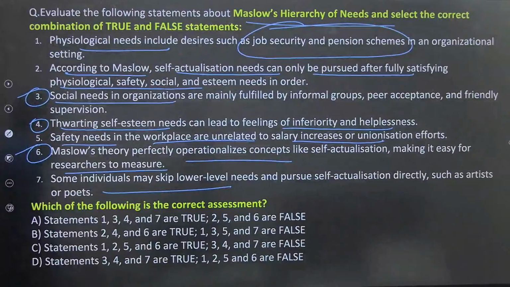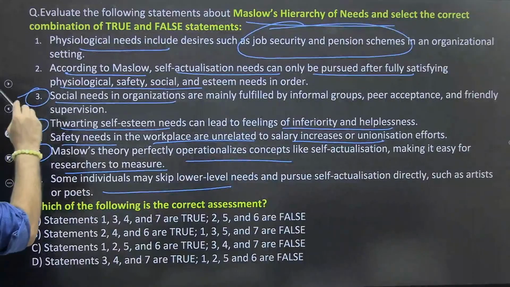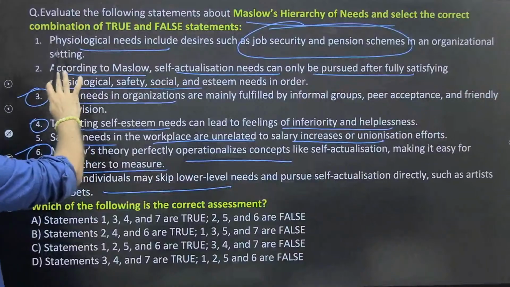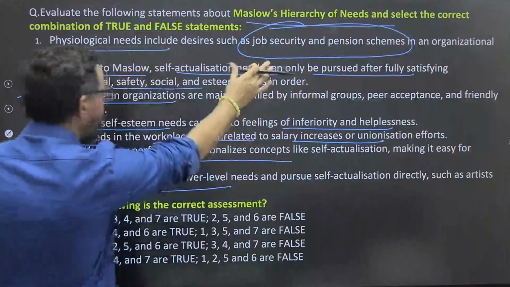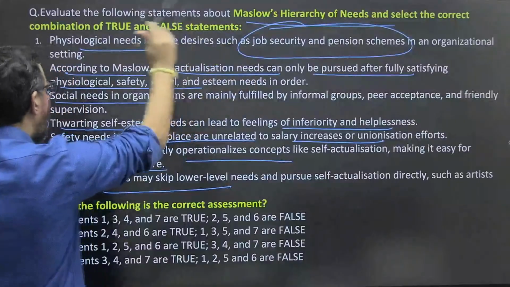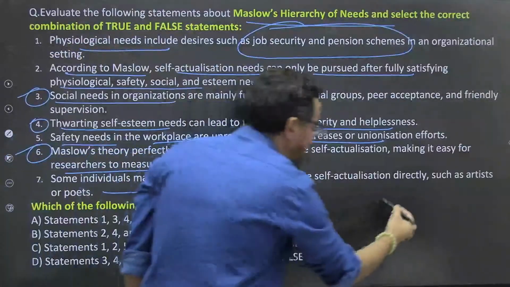Anyone who wants to answer this particular question? क्या होगा करेक्ट आंसर इस क्वेश्चन का, ठीक है. तो देखो पहला स्टेटमेंट आपका, ठीक है, physiological needs include desires such as job security, no, this is around the safety आपका. Second, I hope you guys remember that pyramid, ठीक है.